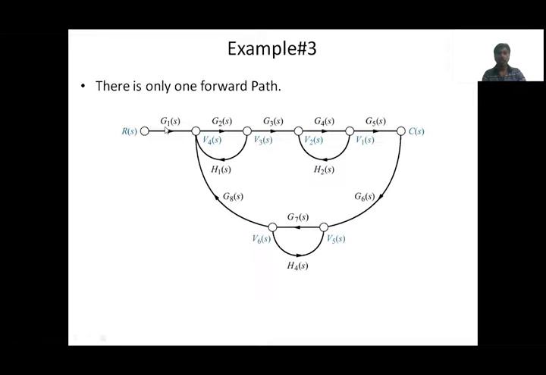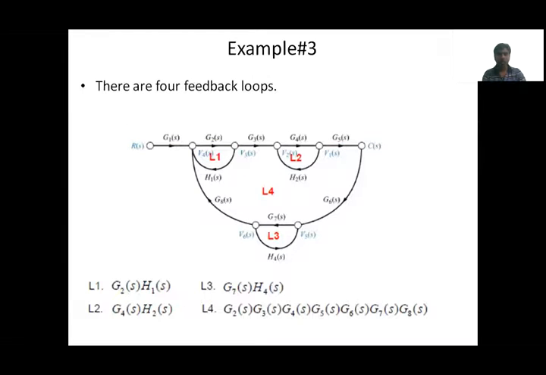Now, forward path gain is G1, G2, G3, G4, G5. That's all. Now come to the loops. This is the forward path. Then loops. Loops are, this is the first loop and this is second loop and this is the third loop and finally it's a bigger loop. Big loop. So that is L4. Therefore, finally we have found that 4 loops existed in this problem and the respective loop gains we have noted it.